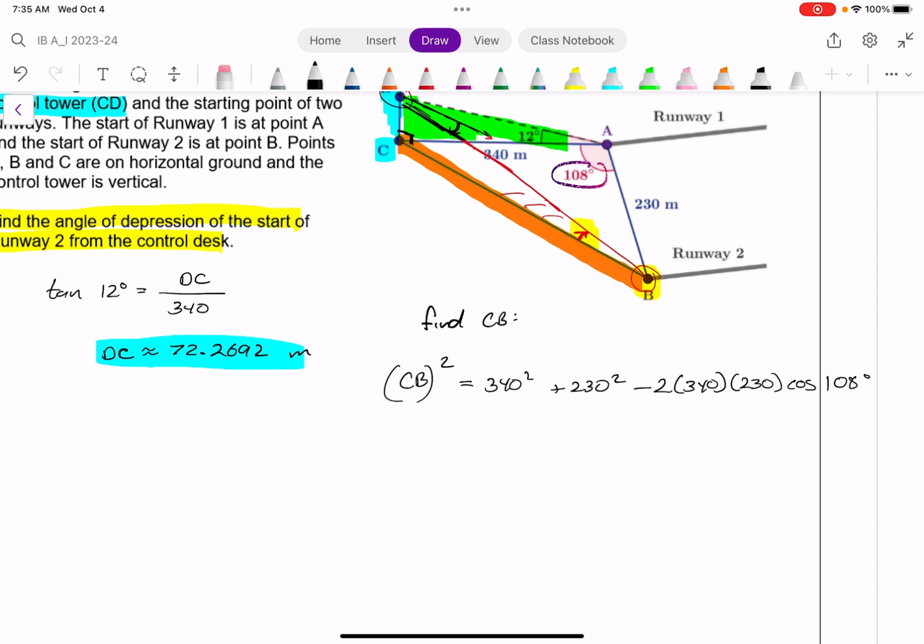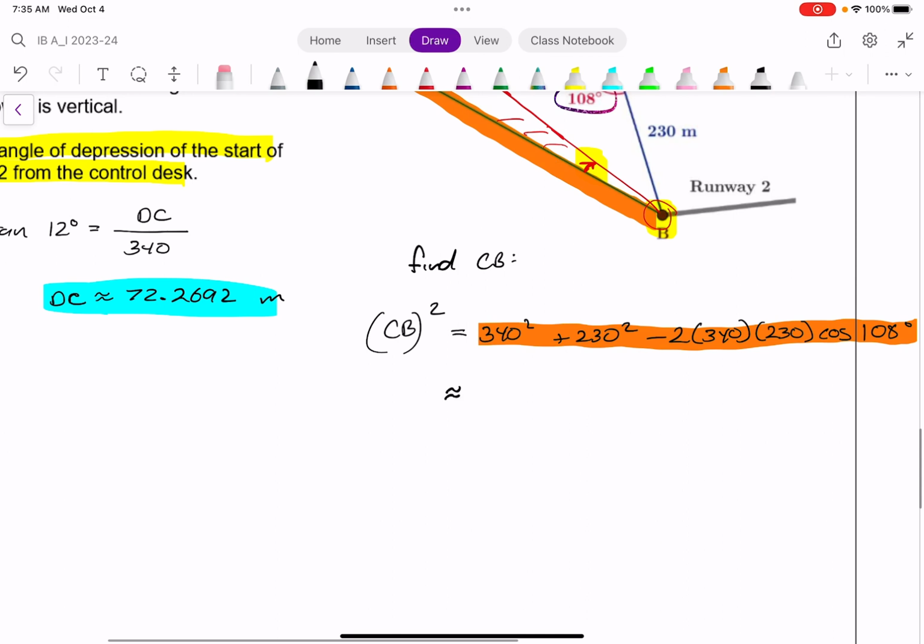And then the usual: all of this here is not CB, it's CB squared. So you calculate that, you square root it, and you should get CB itself equaling about 465. I'll give myself lots of decimals just to make sure I don't have any rounding error in the end.